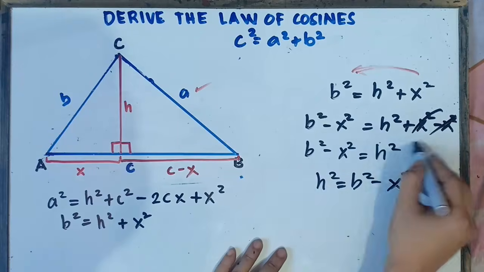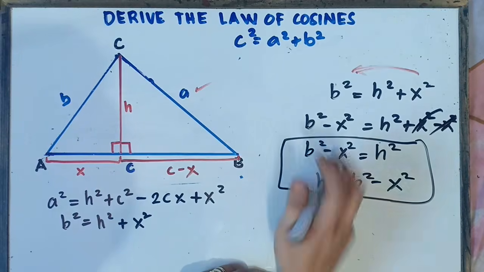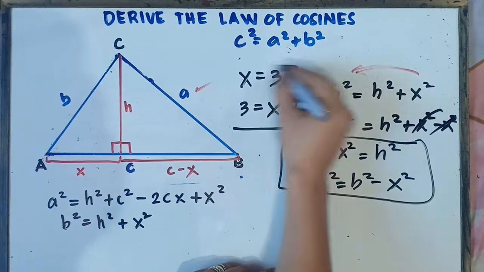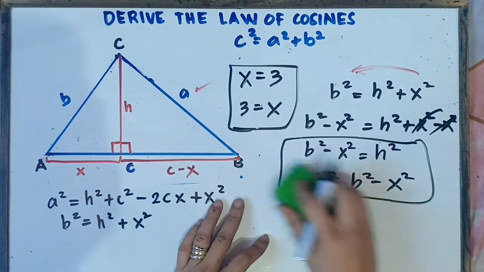This is just the same, class. We call this one the symmetric property. x equals 3 is just the same as 3 equals x. Do not be confused, class. This is just the same. We call that one the symmetric property.